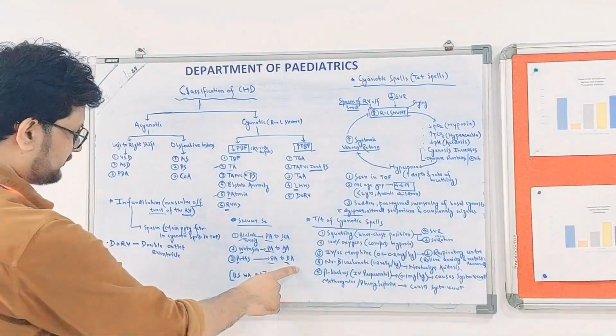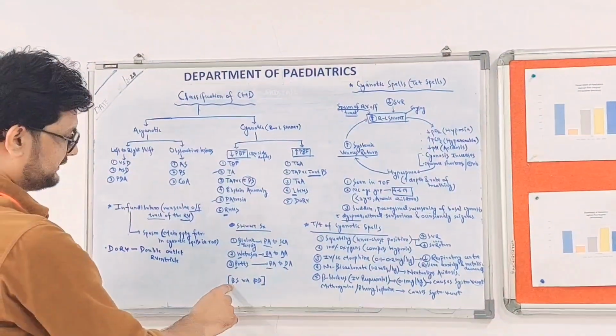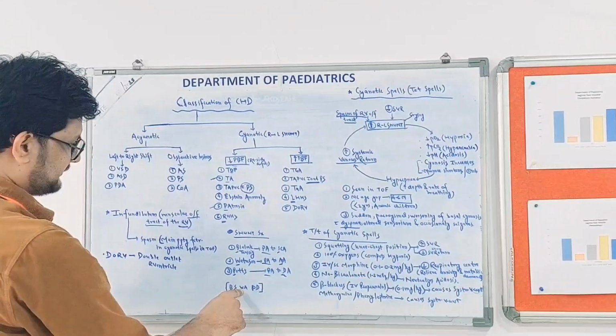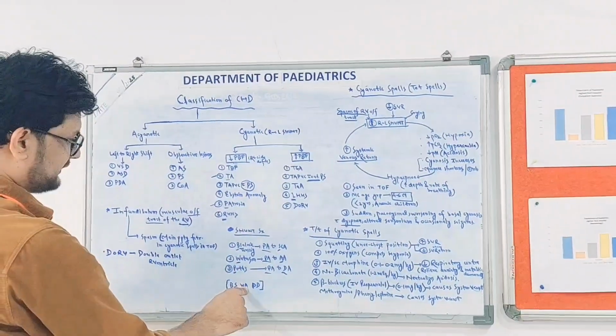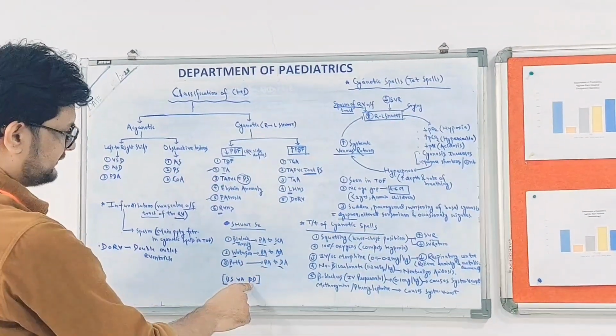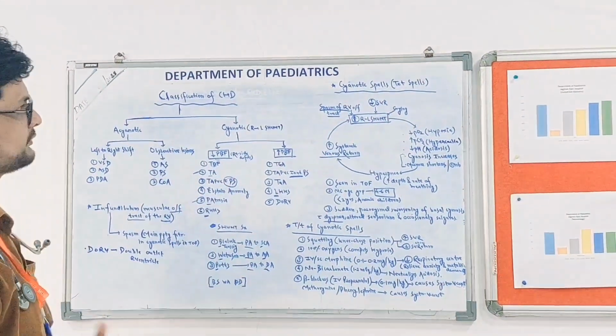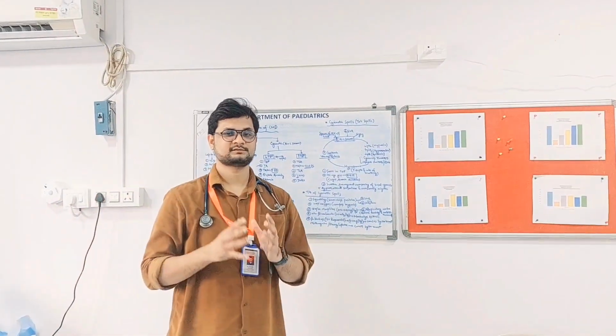So there is one mnemonic for this: bus wahan pahuncha do. B is for Blalock, S for the subclavian artery, then W is for Waterston shunt, and A is for ascending aorta, P is for Potts shunt, and D is for descending aorta. So this is all about the cyanotic spell, also known as the TET spell.